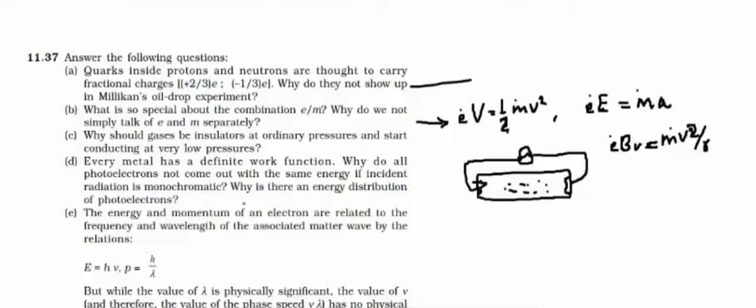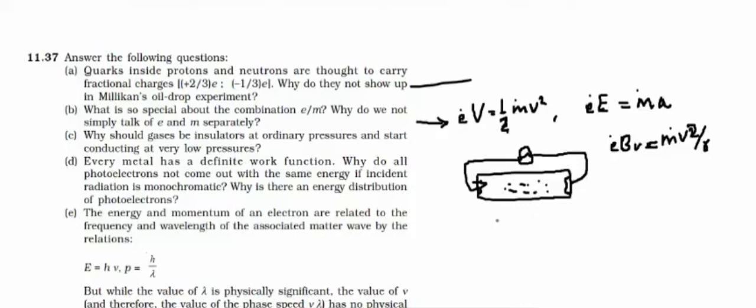Why is there an energy distribution of photoelectrons? Which means, why are the photoelectrons having different energies? That's the question. The question says the incident radiation is not monochromatic, not single wavelength, not single frequency. Oh sorry, why do all photoelectrons not come out with the same energy if the incident radiation is monochromatic? That means only a single frequency.